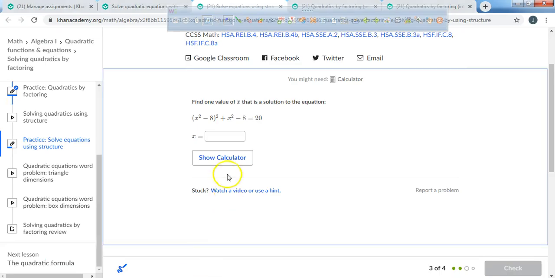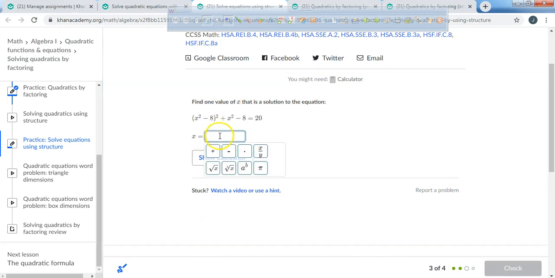It just says find one value. So I'm just going to type in radical 3. That's probably the easiest one to type in. If I wanted to put 2 radical 3, the one thing you wouldn't want to do is put square root of 12, because they'll count that wrong since it's not simplified. So that's just one of the answers.